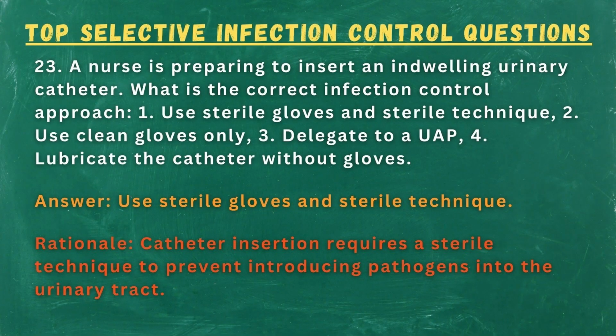23. A nurse is preparing to insert an indwelling urinary catheter. What is the correct infection control approach? 1. Use sterile gloves and sterile technique. 2. Use clean gloves only. 3. Delegate to a UAP. 4. Lubricate the catheter without gloves. Answer: use sterile gloves and sterile technique. Rationale: catheter insertion requires a sterile technique to prevent introducing pathogens into the urinary tract.